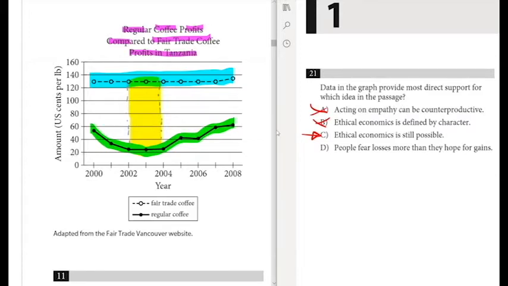And looking at answer choice D, people fear losses more than they hope for gains. So we don't really know what the motivations are for buying different types of coffee. We just know that fair trade coffee is earning more profits than regular coffee. So D is kind of taking it in a deeper direction than we're really able to do from this graph. So once again, the answer for 21 is going to be C.